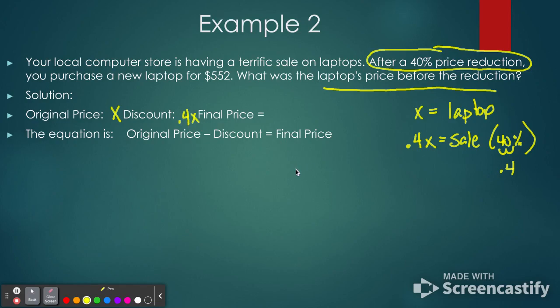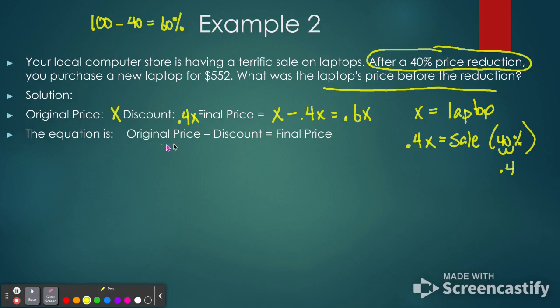So our discount is 0.4X. To find our final price, we take our 100%, which is our original, minus our 40%, and that gives us 60%. So we take X minus 0.4X, and that is equal to 0.6X. All right, works so far?